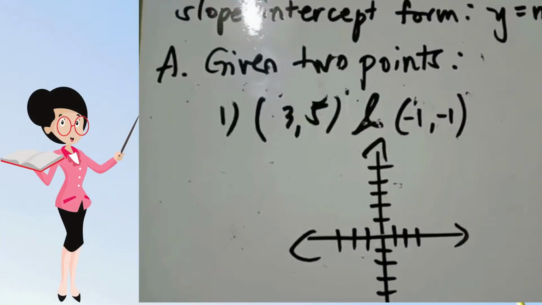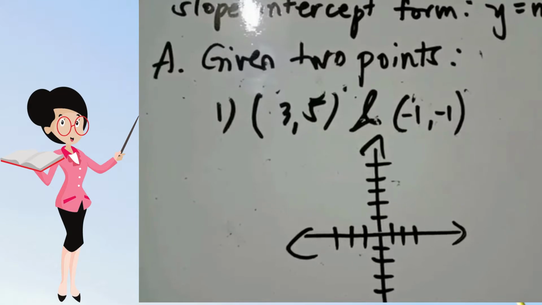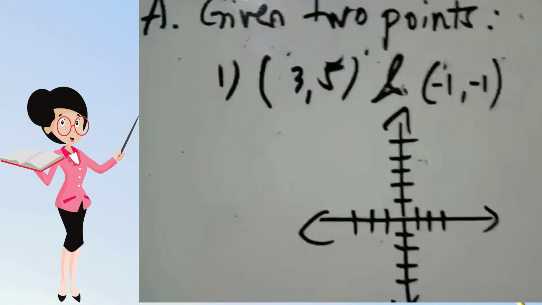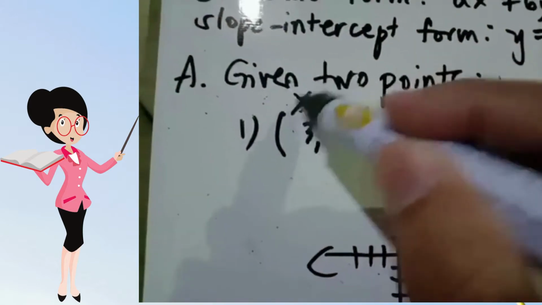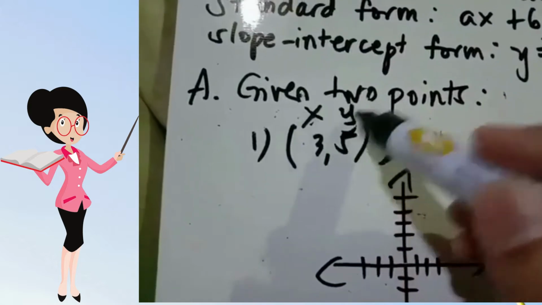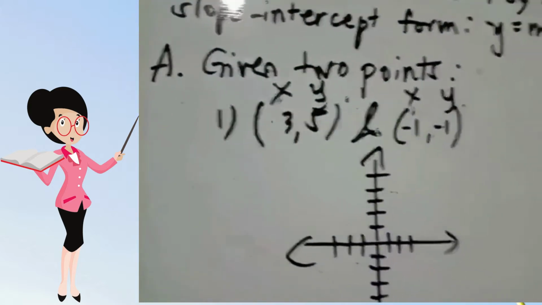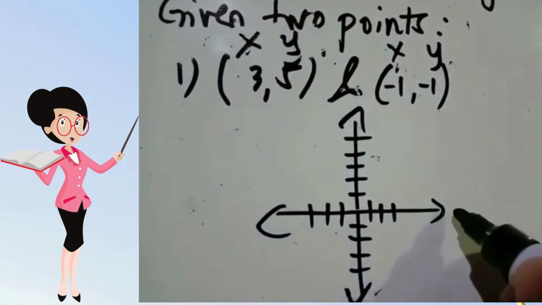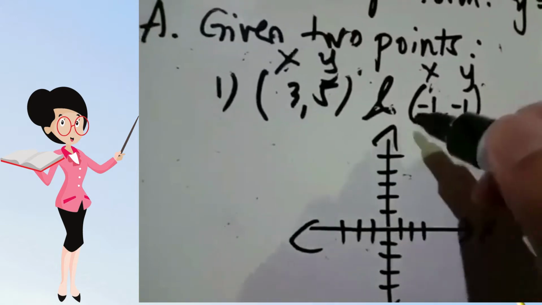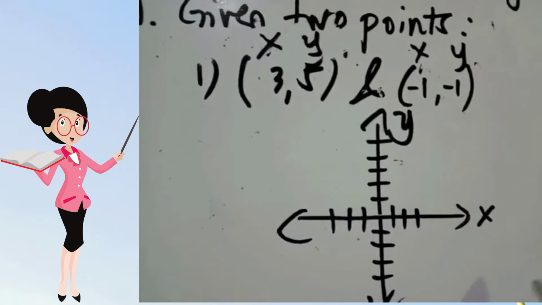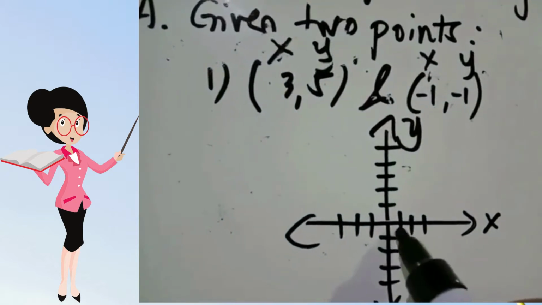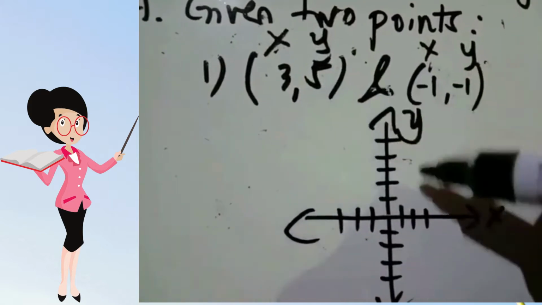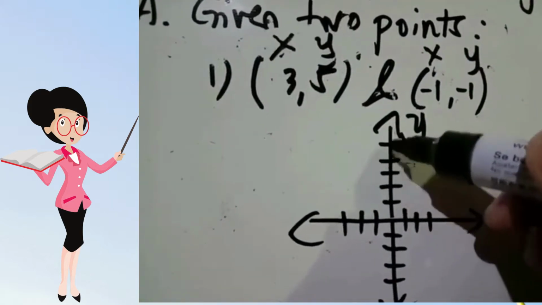Given 2 points, number 1, the coordinates 3, 5, and -1, -1. You know already that this is the y and this is the x. So, your horizontal line, this is our x, and then this vertical line is our y. So, if this is x, 3, positive, so 1, 2, 3, move to the right. And then, 5, positive also, so move up, 1, 2, 3, 4, 5.